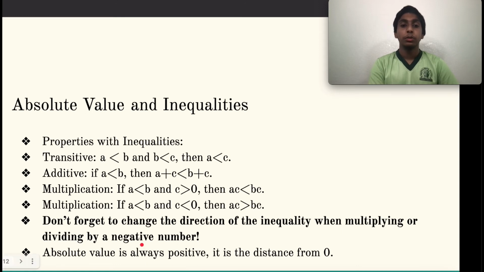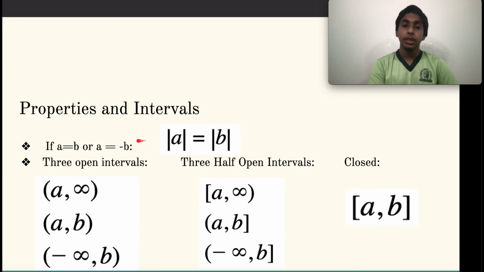So absolute value, you've probably heard of it already, but absolute value is always positive, and it's the distance from 0 of a number. So if I'm given a number and asked to find the absolute value, they're asking, how far is this from 0 on a number line? That's one way to think about it. So here are some properties of absolute value and intervals.